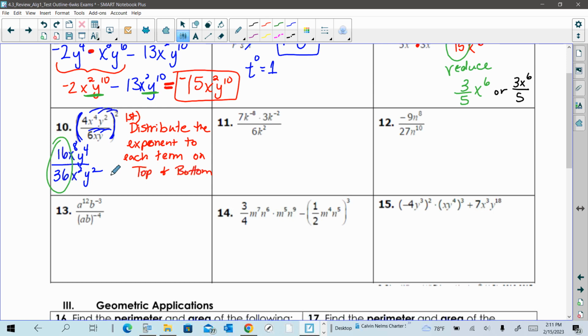I might run out of a little room here, but this turns out to be the answer is 4/9 x to the 6th power, y to the 2nd power. Or if you want to write your exponent with the numerator, that would be 4x to the 6, y to the 2nd over 9.